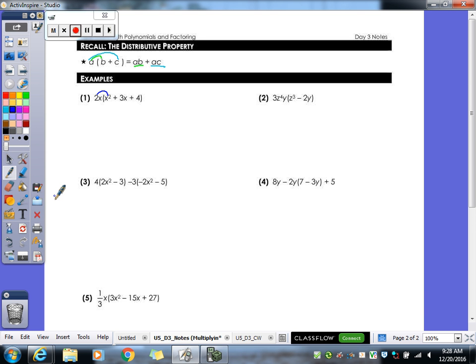So I'm going to do 2x times my x squared first. Keeping in mind, you have to multiply your coefficients. 2 times 1 gives me a 2. We're multiplying, so I need to add my exponents. So that gives me a 2x to the 3rd.